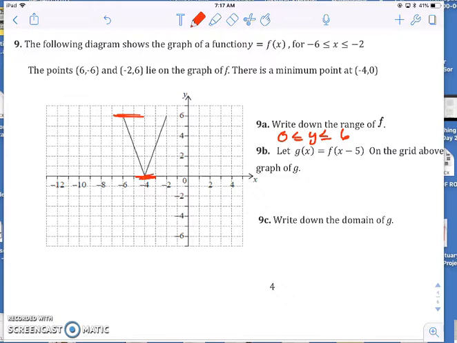Let g of x equal f of (x minus 5). On the grid, graph that. So this moves to the right 5. So we can take every coordinate to the right 5. 1, 2, 3, 4, 5. 1, 2, 3, 4, 5. Write down the domain. So now our domain are x values. So it goes from here to here. So negative 1 is less than or equal to x is less than or equal to 3.